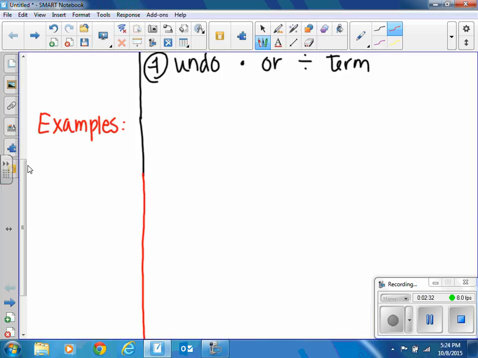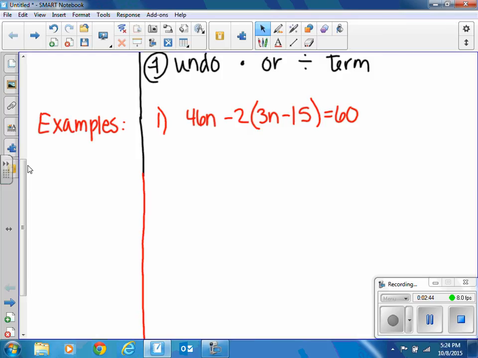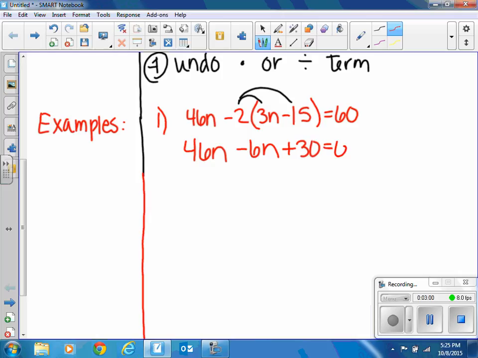First example, 4 plus 6n minus 2 times 3n minus 15 equals 60. All right, that first step tells us that we need to distribute. We're going to distribute that negative 2 to both of those terms. 4 plus 6n is going to come down. Negative 2 times a 3n is a negative 6n. Negative 2 times a negative 15, I'm sorry, is a positive 30, and that's equal to 60.